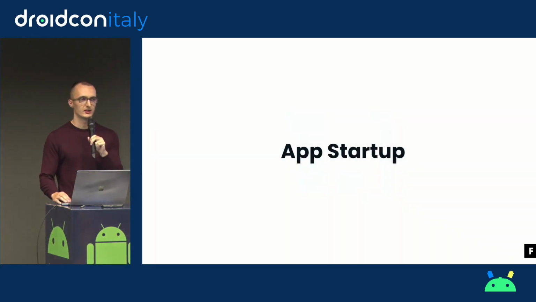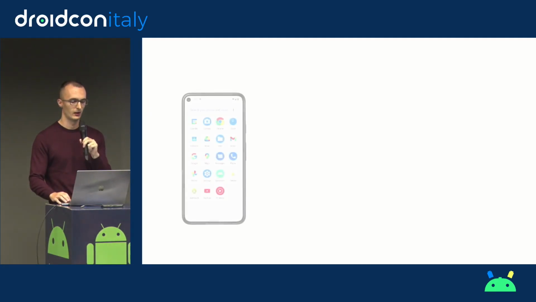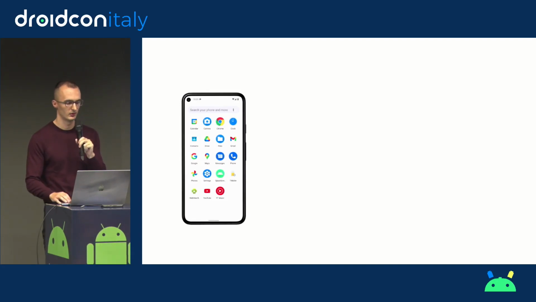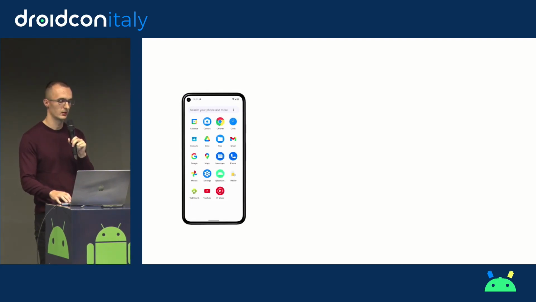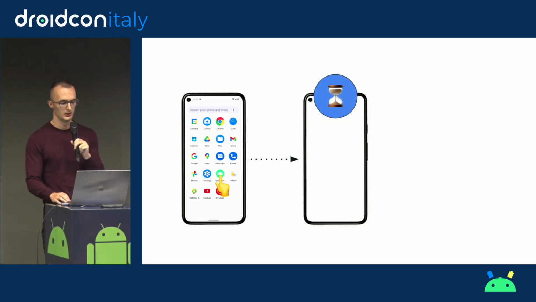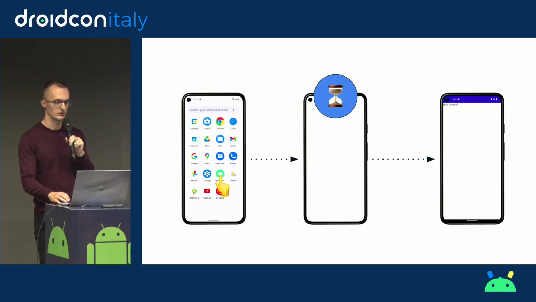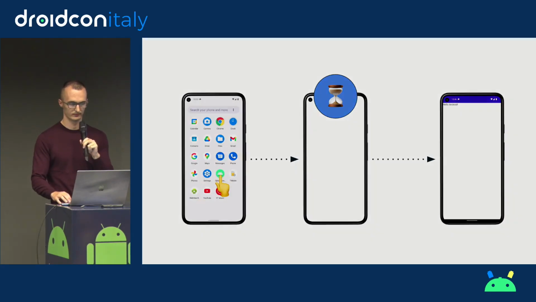So I said that the splash screen is shown while the app is loading. So let's first take a look into the app startup. Again, let's take a look at an example. So we are on our home screen, user tabs and app icon, and app starts to load. The app loading takes some time depending on the device resources and on the app size. And when the app is fully loaded, we see the initial screen of our application.